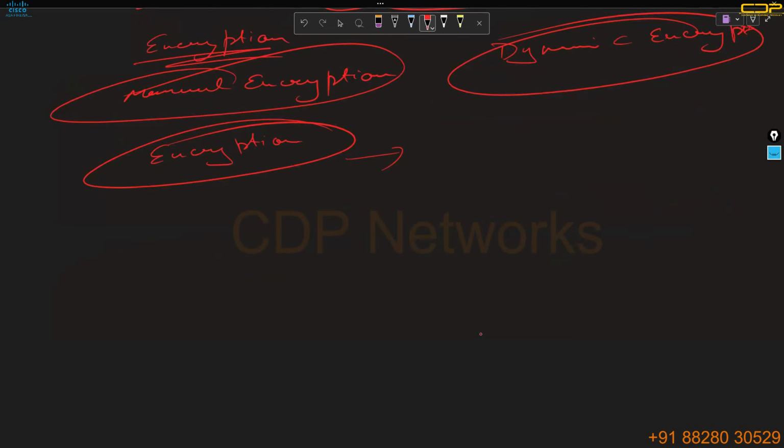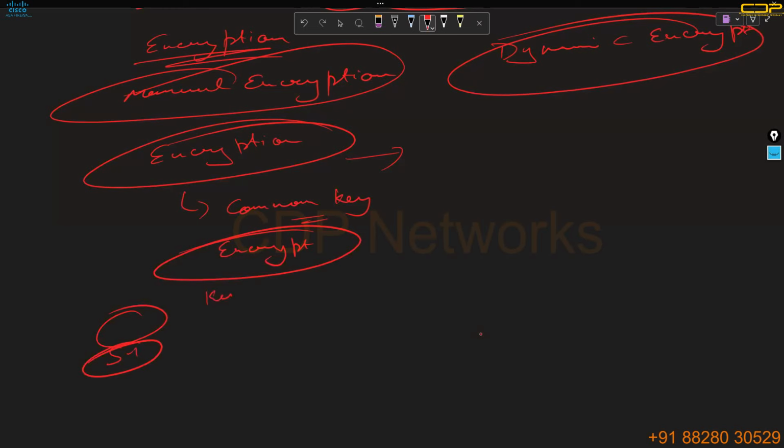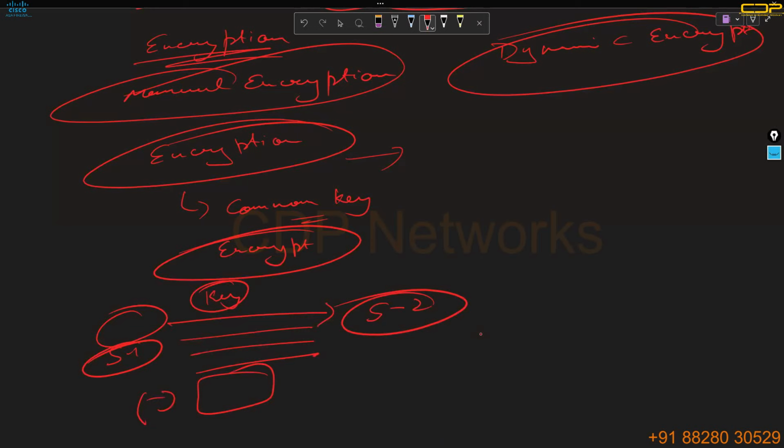Basically, if I talk about manual key encryption, here I will have one common key. Why do we need a key? We need a key to encrypt. Suppose on site one I have encrypted my data, so I need one key, right? I have to send that key to my site two also, so that if I send some data encrypted with one key, the other side will decrypt that data with the help of the decryption key.